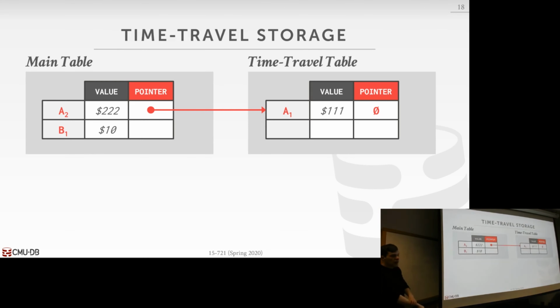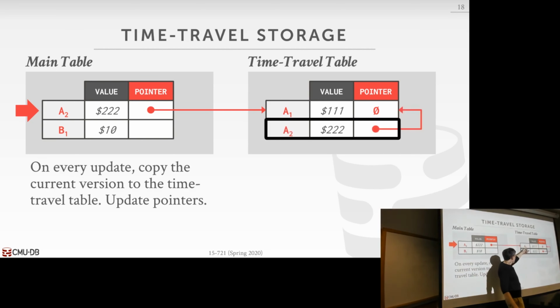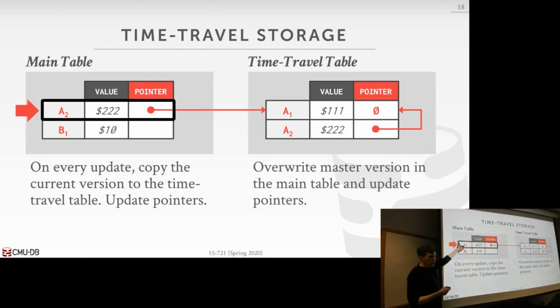All right, so the next approach is to do time travel storage. The idea here is that as we create new versions, instead of appending the new versions into our main table space, we will have this other table that looks exactly the same as the first one. It has the same schema, the same allocation of columns and rows, but that's where we're going to put versions as we create them. In this case we're doing newest to oldest, so A2 is in the main table space, and it has a pointer to A1 in the time travel space. If I'm going to update this, I first copy it into the time travel space, have the pointer point back to A1, and then overwrite the master version with the new version that I wanted to create.